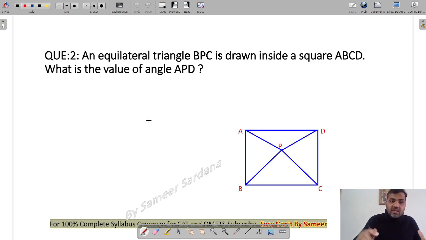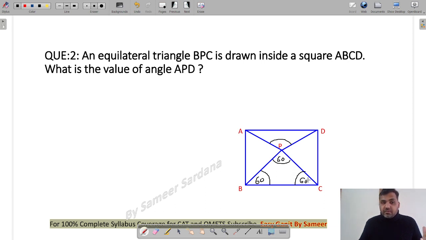Now let's move on to the next question. Question number 2 says that an equilateral triangle BPC is drawn inside a square ABCD. What is the value of angle ABD? This is the angle that we are supposed to find out. The first point that we need to use here is that the triangle BPC is an equilateral triangle. If the triangle is equilateral, can I say the value of all of these angles will be equal to 60 degrees? Because in an equilateral triangle all the angles are equal, and the value of each of these angles will be equal to 60 degrees, right?